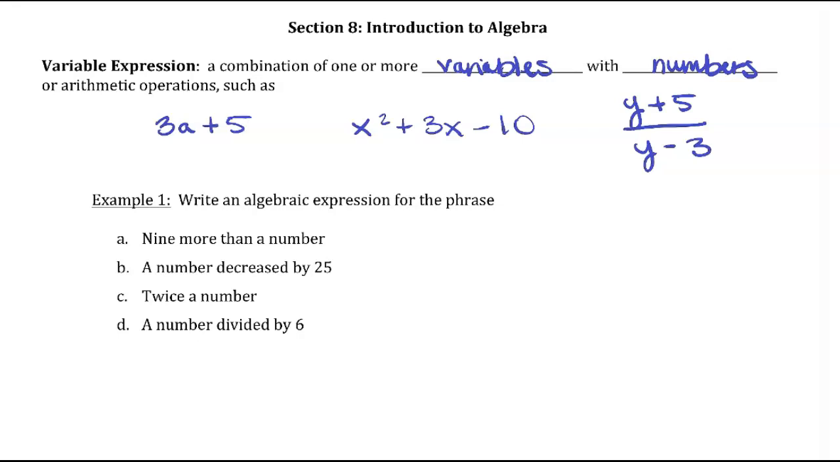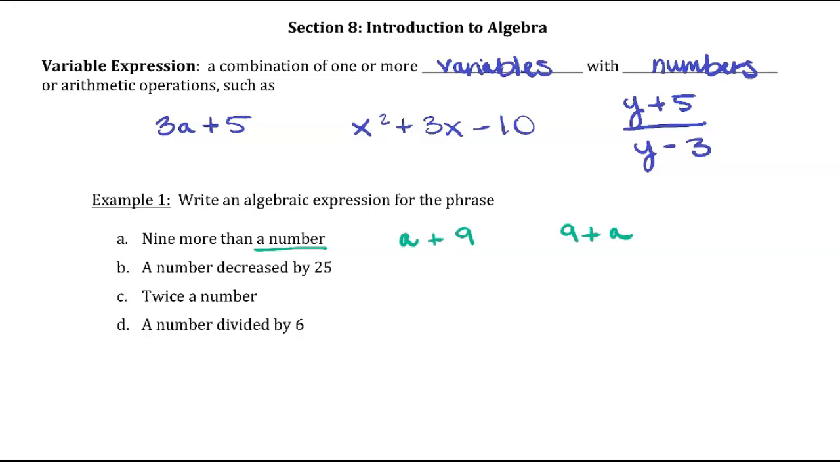For example 1, we're going to turn these words into variable expressions. For part A, we're given the phrase 9 more than a number. When you see something like a number and you don't know what that number is, it's a variable. So pick a letter to represent your variable. Maybe for this one, I'll use the letter A. Now I want 9 more than a number, or 9 more than my variable A. So I could write this as A plus 9. You could also write this as 9 plus A. Same thing. You can also use any other letter for your variable. You don't have to use A.